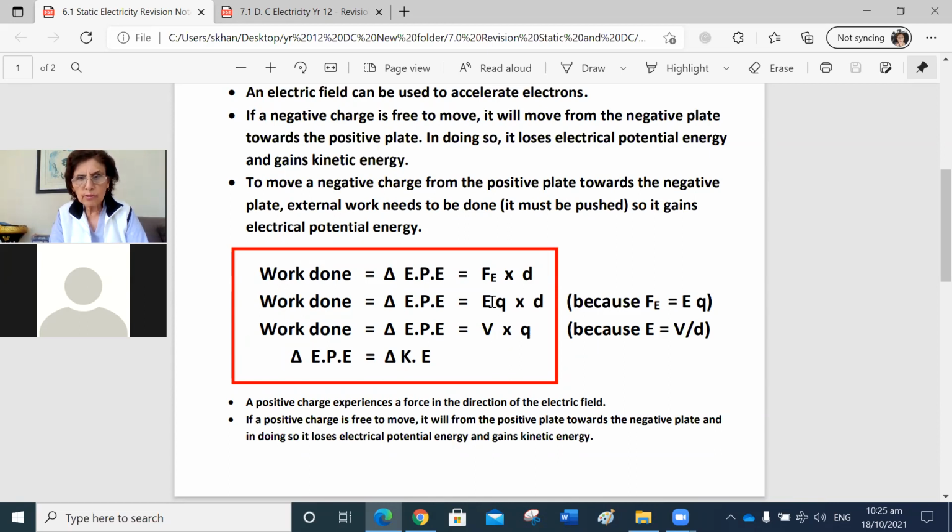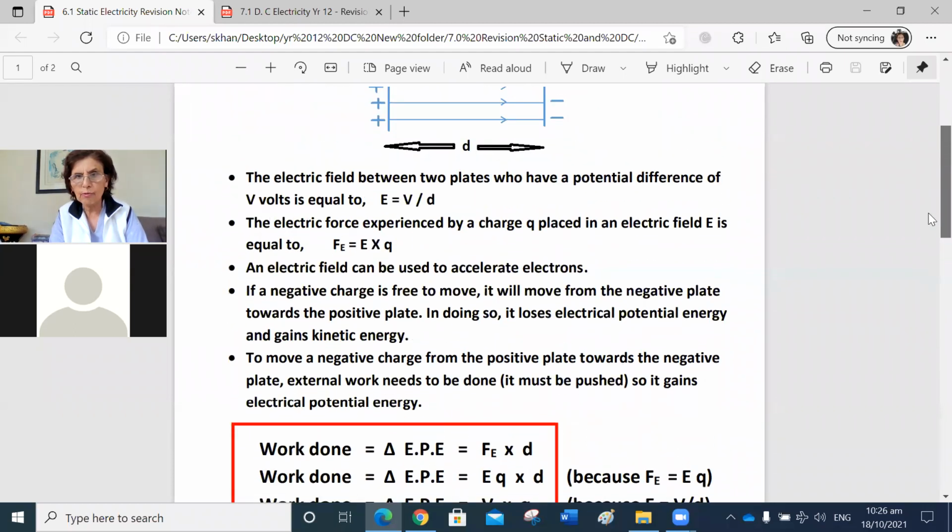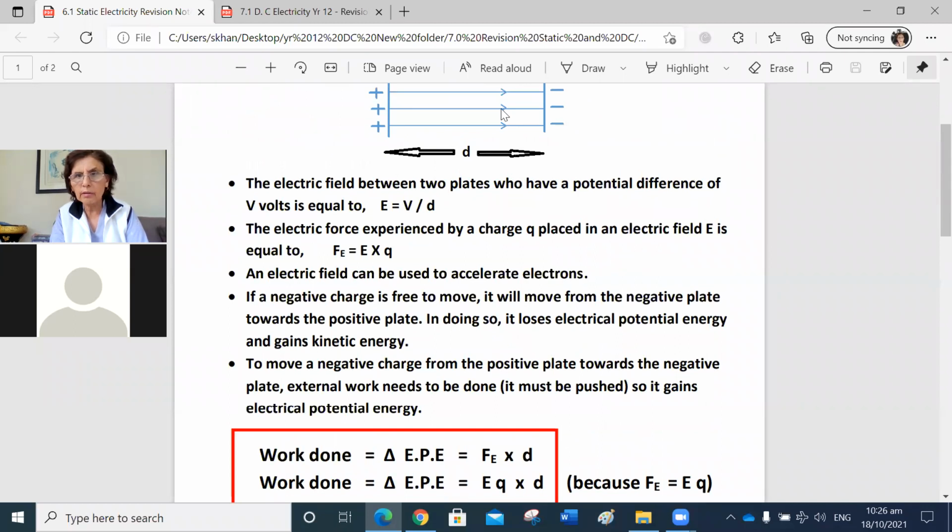Now we can also replace E with V over d, since E is equal to V over d. So it becomes V times Q. And we already said that if the electron is allowed to move from the negative plate to the positive plate, it will be losing electrical potential energy and gaining kinetic energy.